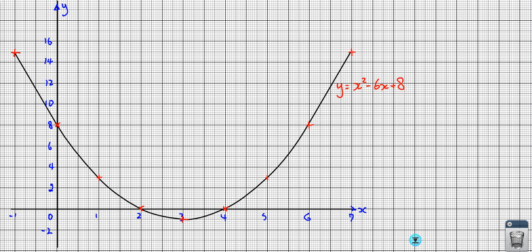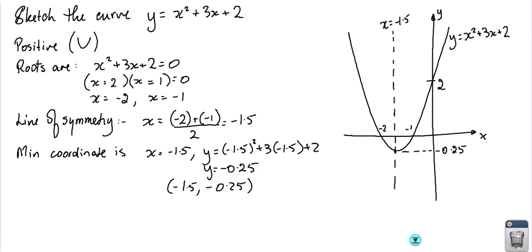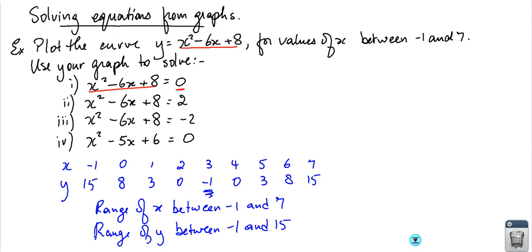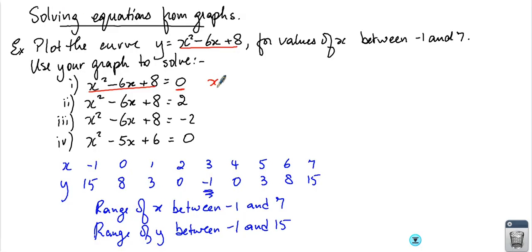Okay, so the first question was x squared minus 6x plus 8 equals 0. Equals to 0 means that is the place where the graph meets the x-axis, because this is the graph which we have plotted. So the curve, as we can see, met the x-axis at 2 and 4. So the answer to that question is x equals 2 and x equals 4. That's very straightforward. Normally it carries 1 or 2 marks.